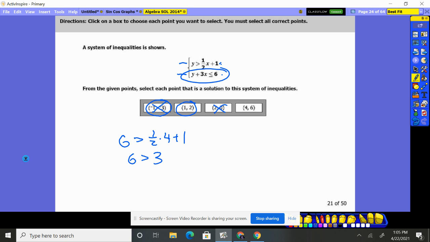Let's see if it works for the second one. Y is 6 plus 3 times x, which is 4. Is that smaller than or equal to 6? No, because that's 18. 18 is not smaller than 6. It's much bigger. So he doesn't work. So the only one that worked was 1, 2.